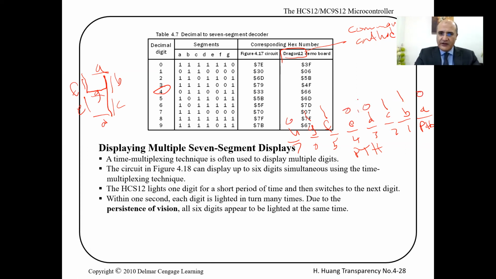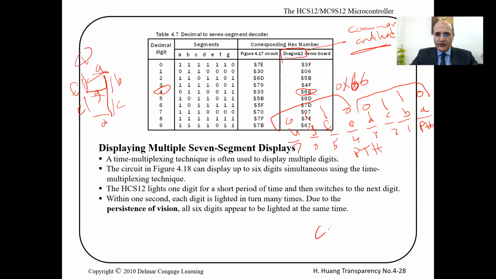So the number we have here is 0x66, which is hexadecimal 66, right? And here it is, 66. This is true when this was a common cathode, which means a 1 turns on an LED.